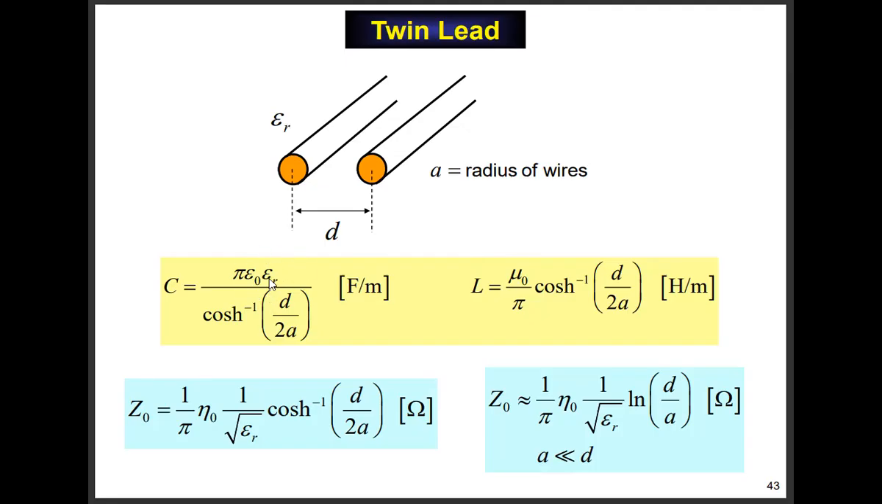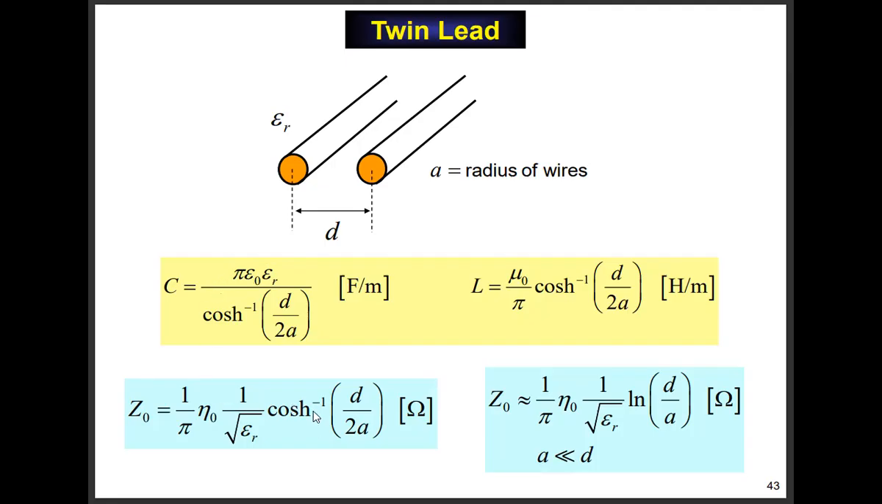Now epsilon r is whatever this material is that the wires are embedded in, but for practical twin lead, again, it's going to be epsilon r equal to 1, because it's just in air. But just to be more general, I left it there anyway. You can take it and plug in the formula for Z0, square root of L over C. It comes out like that. This is the inverse hyperbolic cosine function.